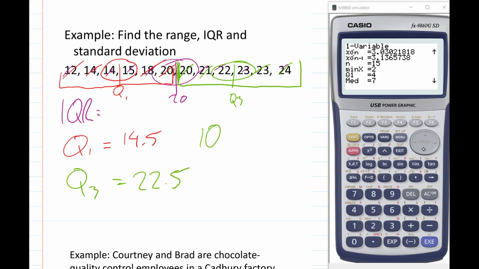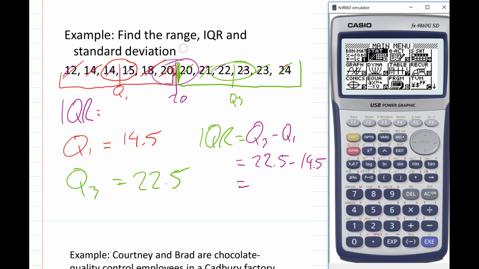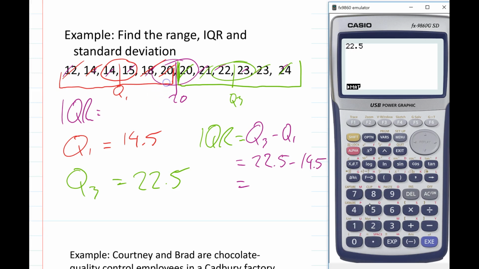So the IQR, which is Q3 take away Q1, is going to be 22 and a half, take away 14 and a half, which is 8. So that's a bit of a trick when you get an even set of numbers, that you have to remember to incorporate each of the two middle numbers into its bottom half and top half.